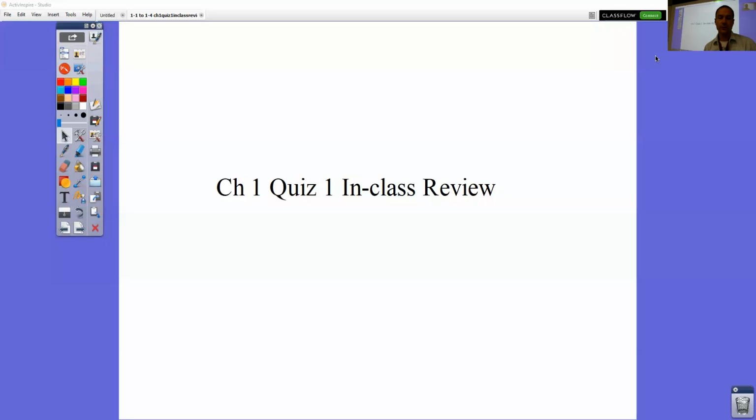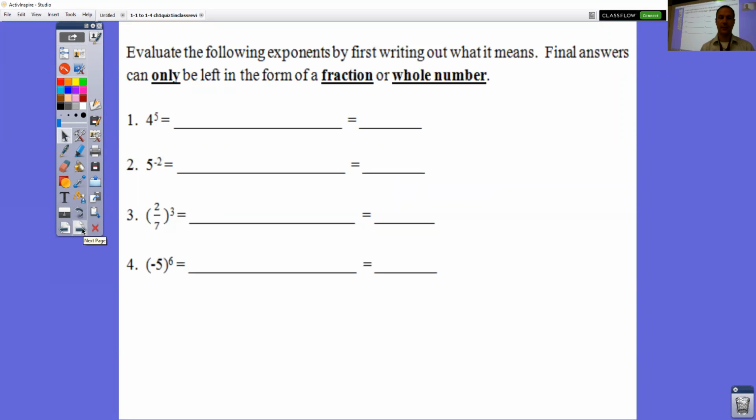This is the in-class quiz review for Chapter 1, Quiz 1. It covers sections 1.1 through 1.4. So on your quiz tomorrow, the first couple of questions look like this. It says, evaluate the following exponents by first writing out what it means.